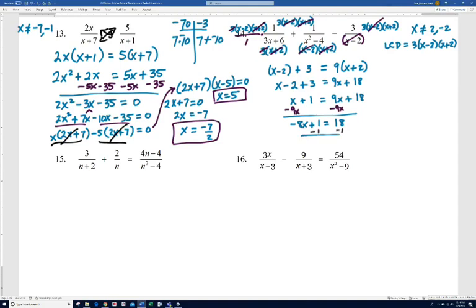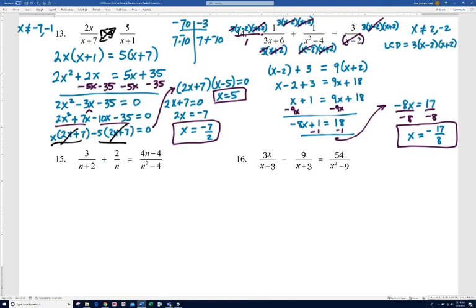So we'll subtract 1 on both sides next. We get negative 8x is 17. And then divide by negative 8, so x is negative 17 over 8, which is not one of our restricted values, and so that's a good answer. All right, so now I would encourage you to try 15 and 16 and then watch the video.